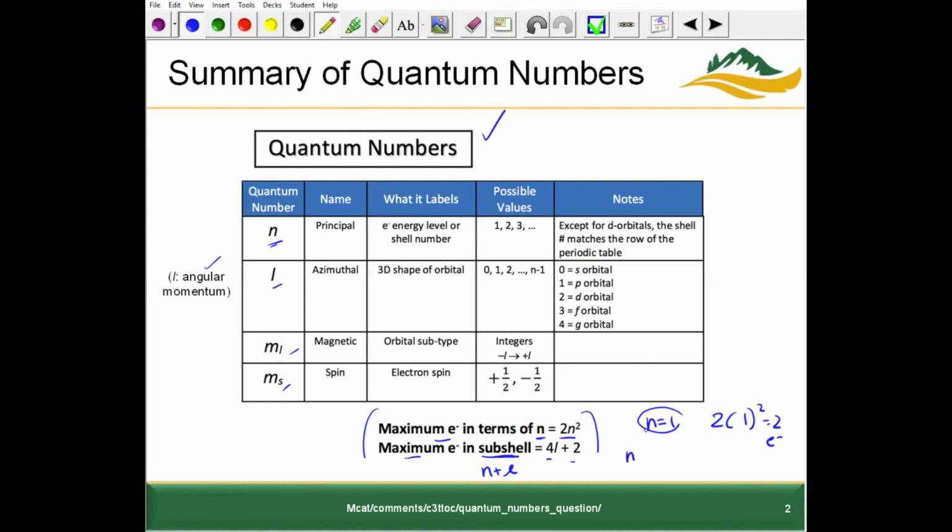Let's say, for this case, n is equal to 2. If n is equal to 2, the possible values for l are 0 up through n minus 1. In this case, for n equal 2, l can be 0, then 2 minus 1 is 1, so l could be 0 or 1. If l were equal to 1, we could say 4 times 1 plus 2, so 4 plus 2 is 6. For n equal 2, l equal 1, there are 6 possible electrons within that subshell.